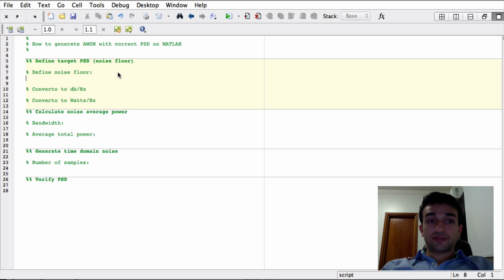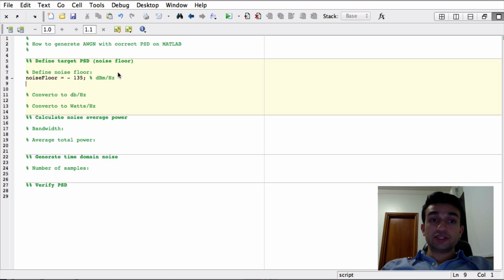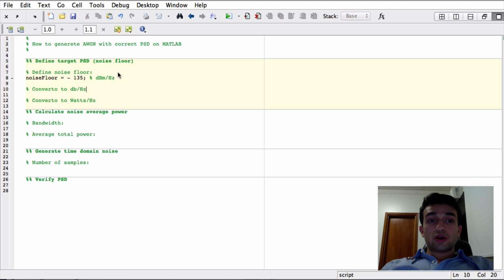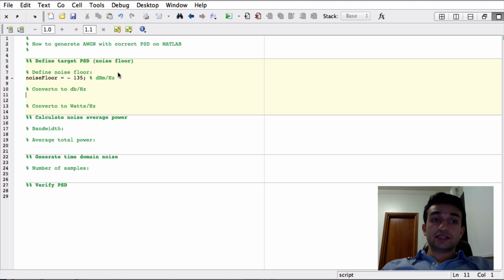So let's define first a noise floor, a target noise floor. Let's say we want a noise floor of minus 135 dBm per hertz, which is a reasonable number. After this, we want to convert it to dB per hertz. So noise floor in dB per hertz is equal to noise floor in dBm per hertz minus 30, okay?